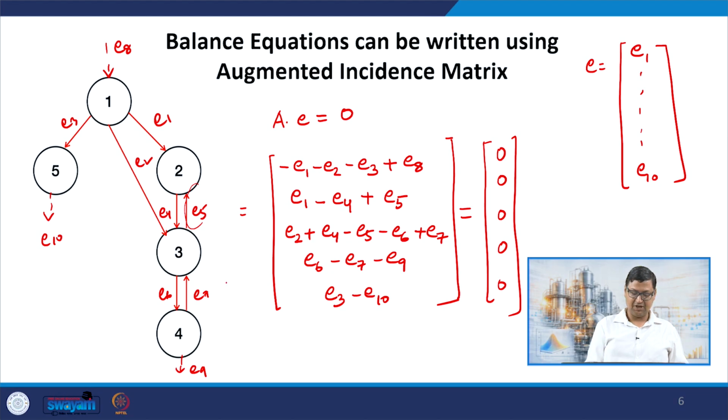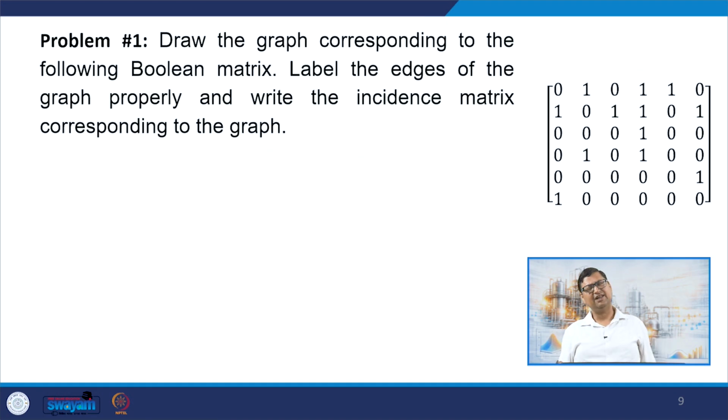For vertex 3, it has multiple inputs: E2 that comes from 1, E4 that comes from 2, and E7 that comes from 4, and E5 and E6 are the output. It becomes 0. For vertex 4, we have E6 as the input and E7 and E9 as the output. And for vertex 5, E3 is the only input and E10 is the only output, right? So we have a neat way to write the overall material balance equation at a steady state using the augmented incidence matrix, and therefore this graph can actually represent the balance equations very nicely.